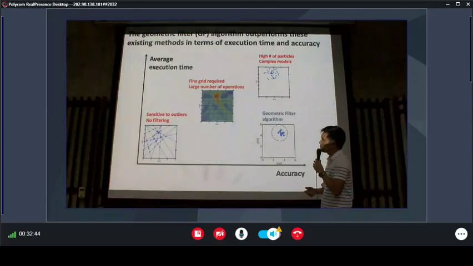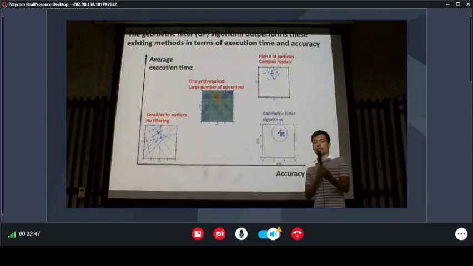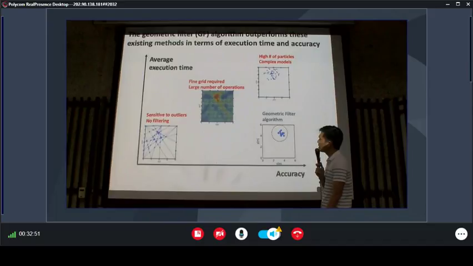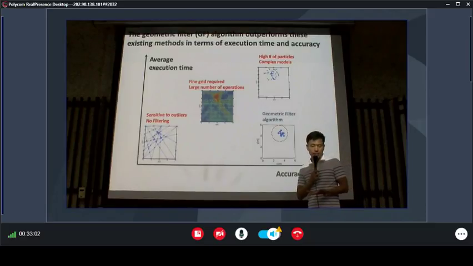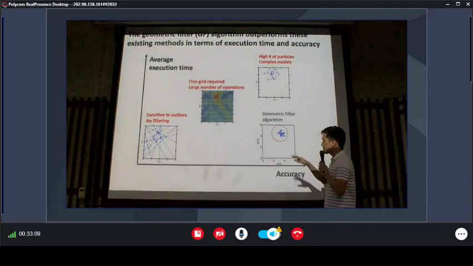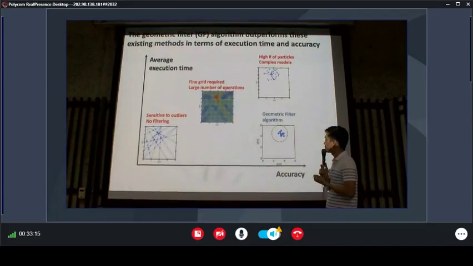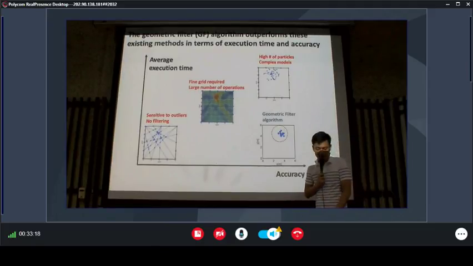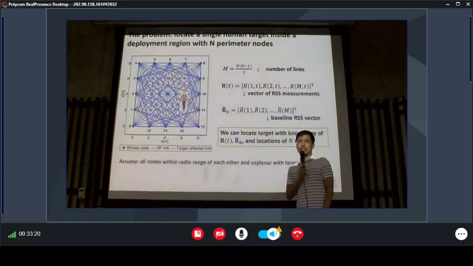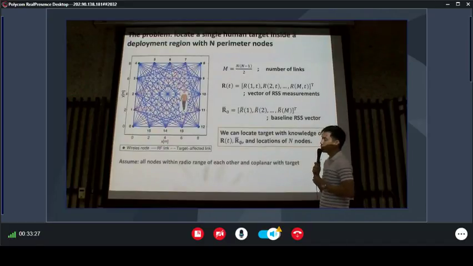The RTI or radio tomographic imaging methods require a fine grid to achieve a good point estimate of the location. And due to this fine grid, there's a large number of operations required. And particle filter or statistical inversion approaches usually need a high number of particles and complex models to model the effect of the person on the link. So what we did is a sort of fusion of filtering with the geometric methods to achieve advantages in execution time and accuracy. So the problem essentially is, how do we locate a single human target inside the deployment region and perimeter position?